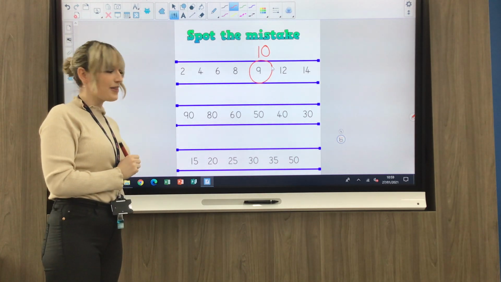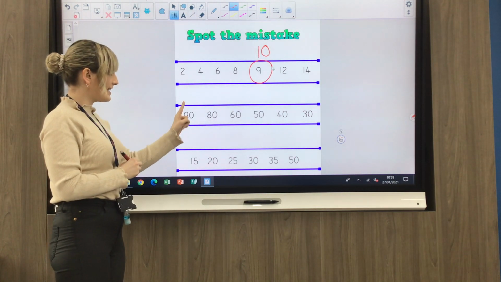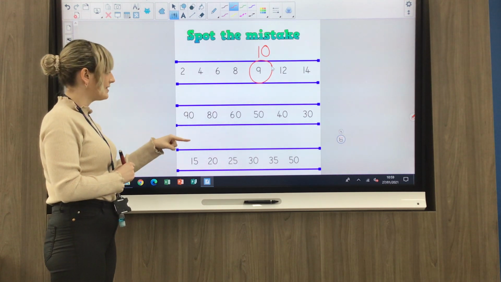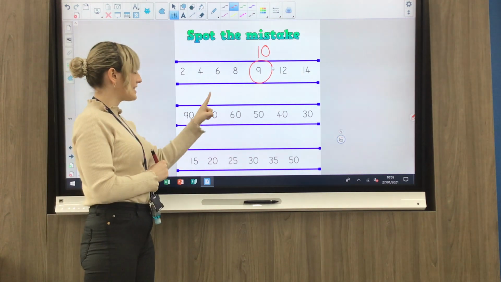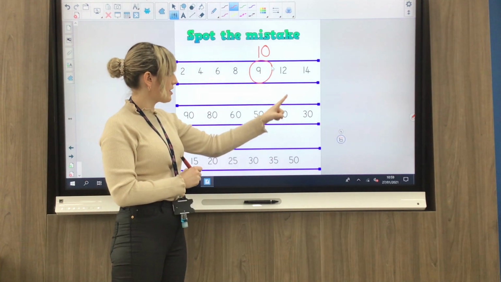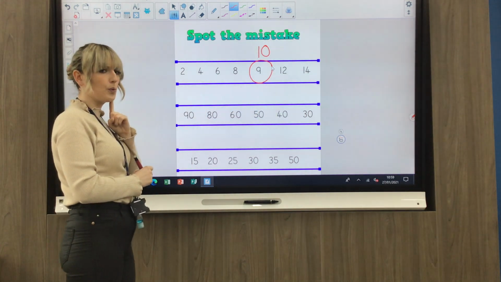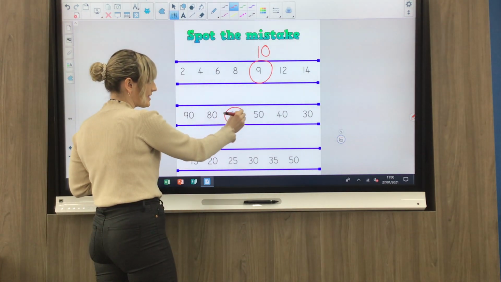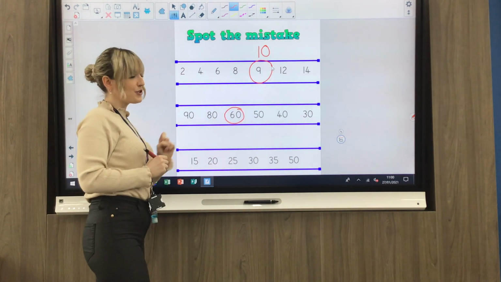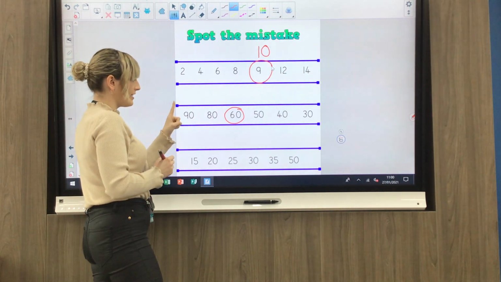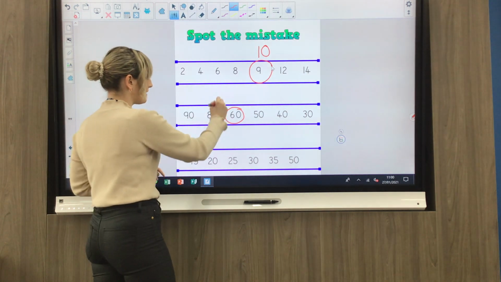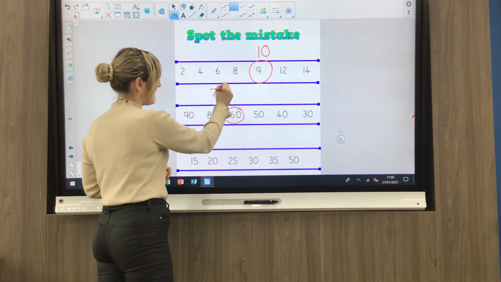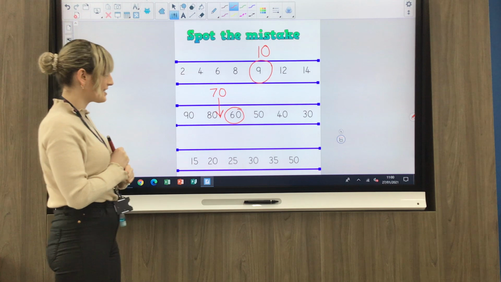Okay, let's look at the next one then. 90, 80. Oh, I can spot. We're counting down in tens. So 90, 80, 60, 50, 40, 30. Ooh. Okay, well done if you spotted that my mistake was here. That number shouldn't have been 60, it should have gone 90, 80, and we should have had, shout it at me, 70. Well done if you spotted that mistake.